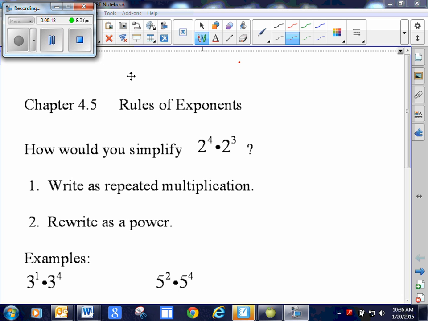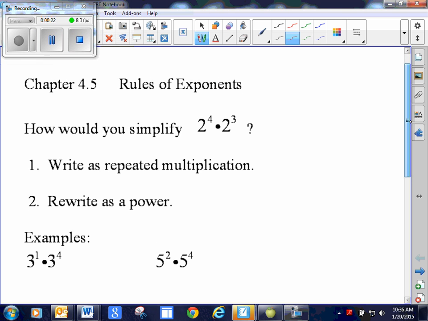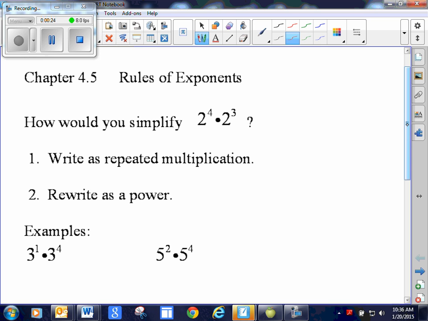This is 4.5, Rules of Exponents. We're just going to kind of march down our notes here. I think you're going to like what we come up with at the end of this section. It's going to make things a little bit simpler than the way we've been doing it up to date.